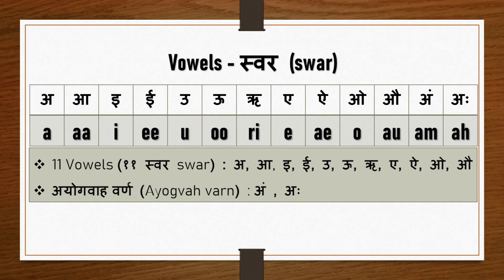These are vowels, as you know. We call it Swar in Hindi. A, I, U, U, Ri, E, O, Ang, Ah. Friends, please note that we have 11 vowels only. You can see here 13 vowels, but actually we have only 11 vowels, 11 Swar. These two are not Swar, these are ayogvaha.